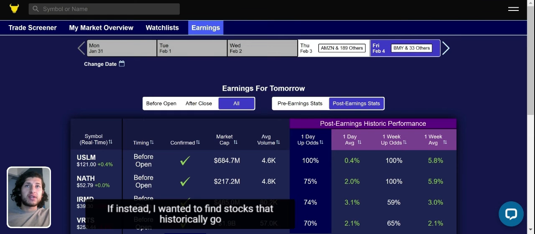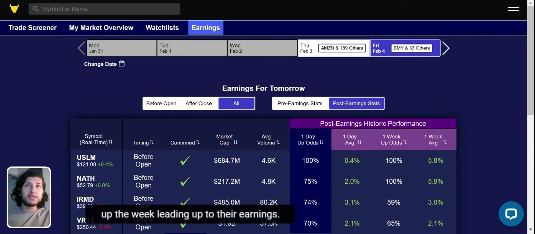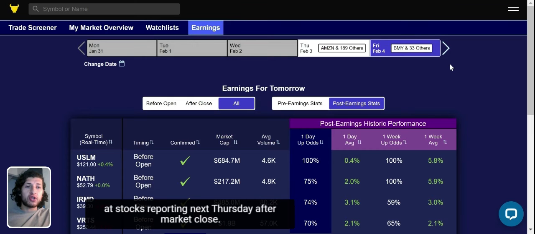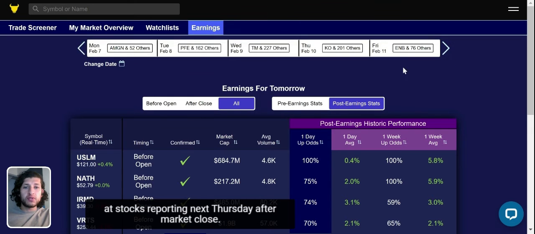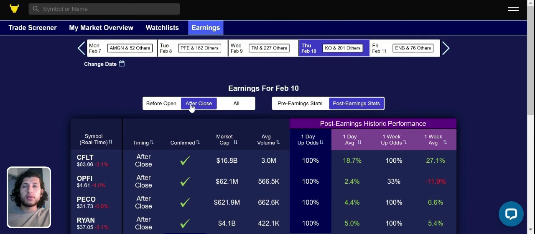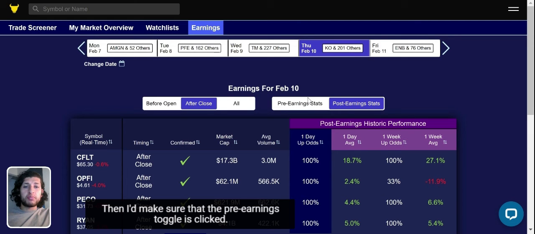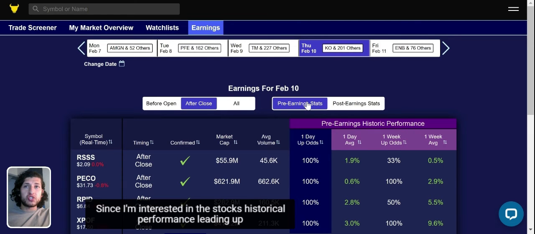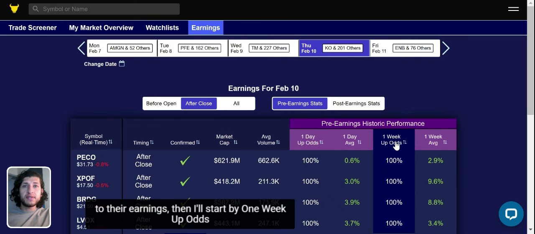If instead I wanted to find stocks that historically go up the week leading up to their earnings, I would first use the calendar to look at stocks reporting next Thursday after market close. Then I'd make sure that the pre-earnings toggle is clicked since I'm interested in the stock's historical performance leading up to their earnings. Then I'll sort by 1-week up odds.